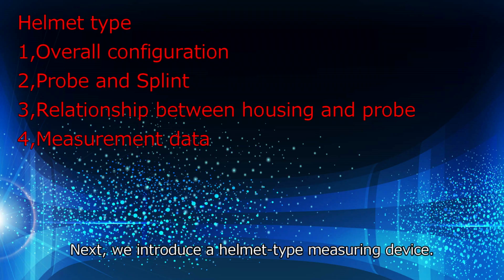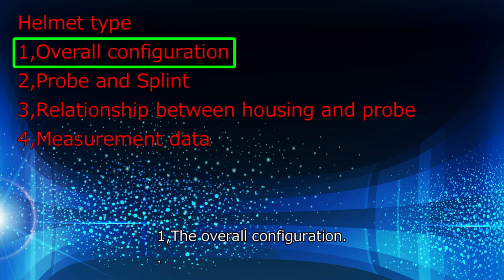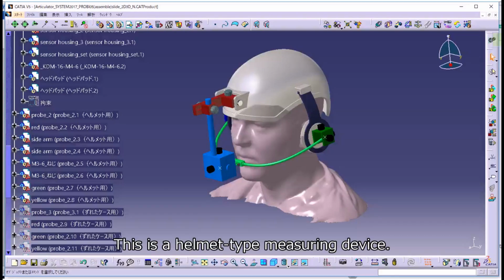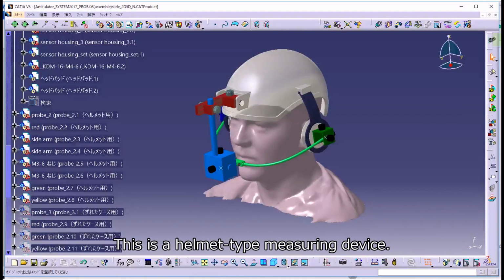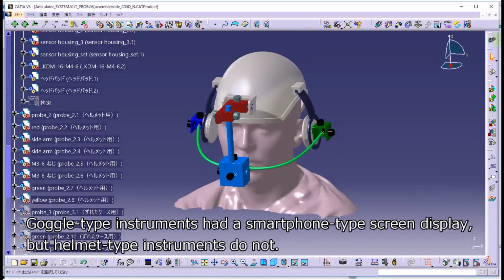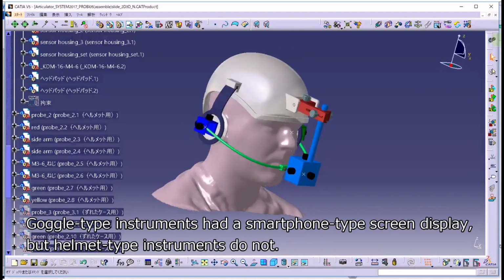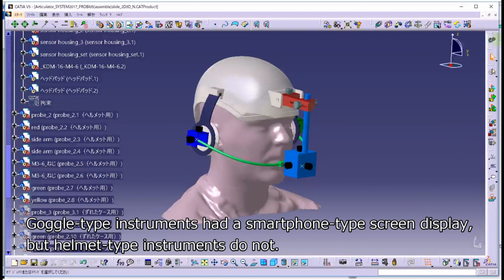Next, we introduce a helmet-type measuring device. 1. The overall configuration. This is a helmet-type measuring device. Goggle-type instruments had a smartphone-type screen display, but helmet-type instruments do not.